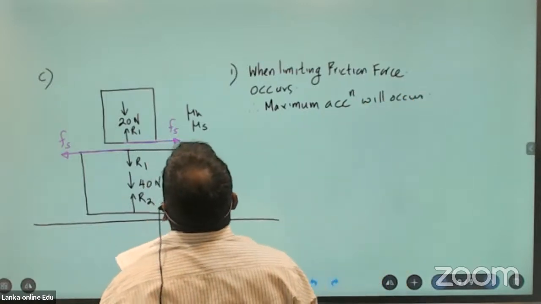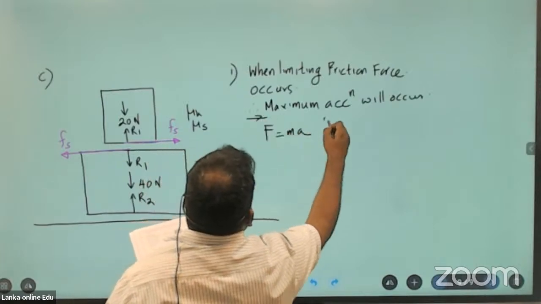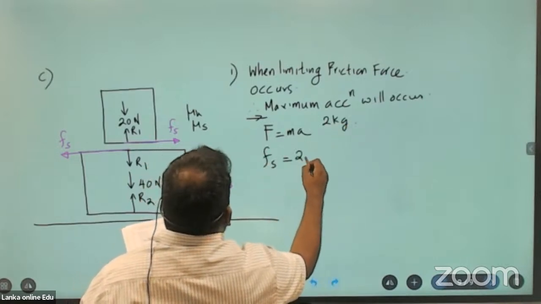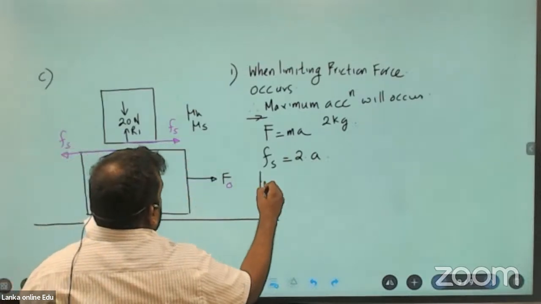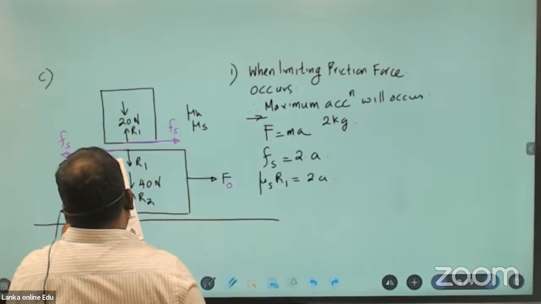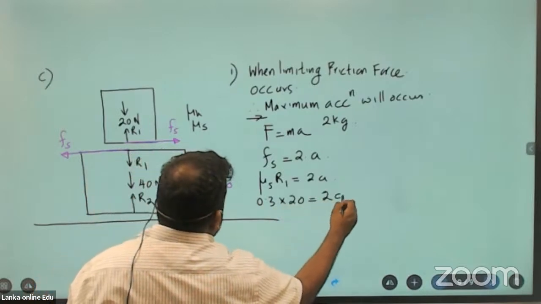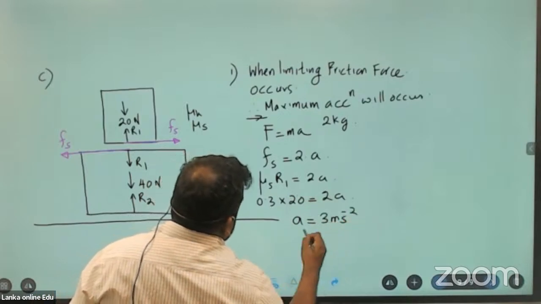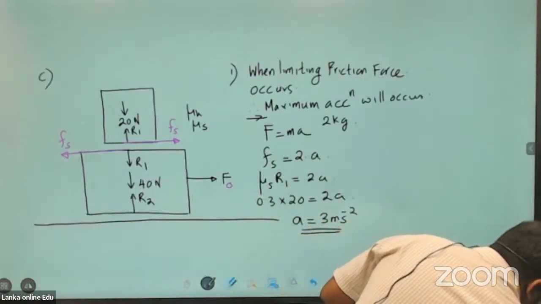Let's work it out. Apply F equal ma on the 2 kg mass. Limiting friction Fs equals mass into acceleration. Look at the board carefully. Limiting friction is mu s times normal reaction R1. Mu s is already given as 0.3, R1 is 20, equals 2 times A. Acceleration is 3 m/s². There you go, acceleration found.